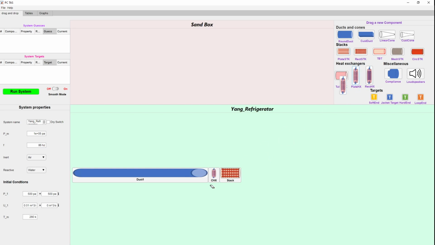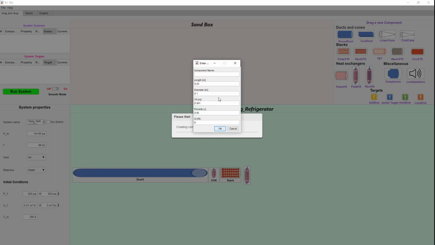After the stack comes another heat exchanger. Sorry, that was a stack. This is a heat exchanger. We're going to call it AHX, ambient heat exchanger. Length of 0.02. Diameter as usual. Plate spacing in this case was 2.5e-4, which corresponds to half a millimeter plate spacing. Porosity of 0.67. And heat input of -1, for the ambient heat exchanger.